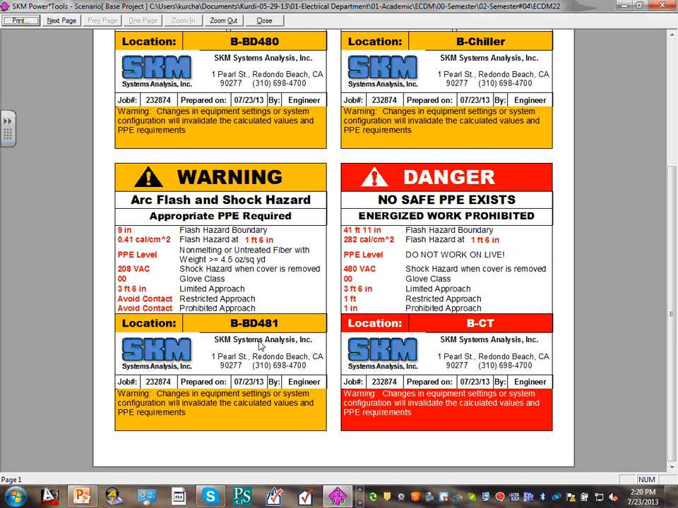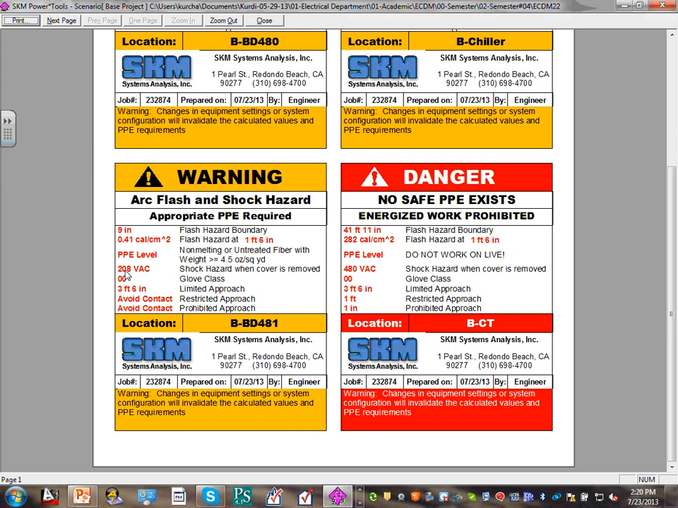I'm going to go to the bus duct. I have a bus duct of 480. Actually, this should be 480. My bus duct of 480, I have a 9-inch flash hazard. It's 0.41, category, PPE, non-melting or non-treated fiber, so that will be class 0. And why? But look at the voltage though. You guys see the voltage? It's a 208 volt system.